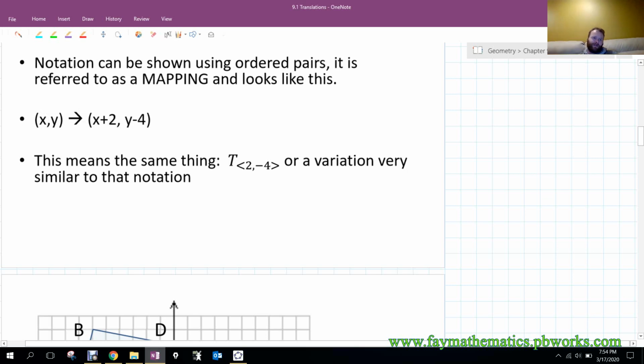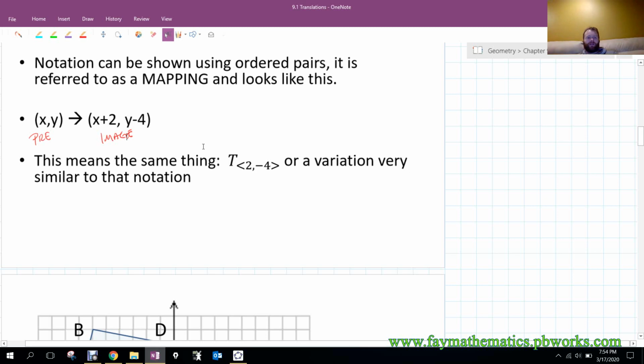So this is the X values of my pre-image, and these would be how I generate the X and Y values of my image. So it's saying whatever your X value of your pre-image is, you're going to add 2 to it to get your image. Whatever your Y value is of your pre-image, you're going to subtract 4 from it to get your image.